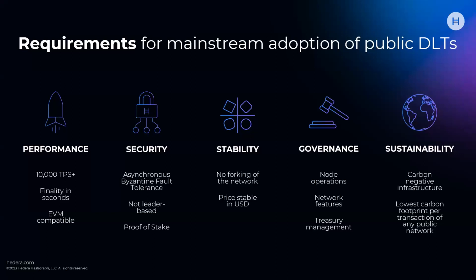But in terms of throughput and the ability to process transactions, we can process more than 10,000 transactions per second with finality in seconds. Also, we have the ability to deploy smart contracts. We focus very heavily on security. We have the highest degree of security that is mathematically possible, and that is asynchronous Byzantine fault tolerance. And we're also not a leader-based system, which has huge implications for minimizing downtime and maximizing the reliability of this system where you can build applications.